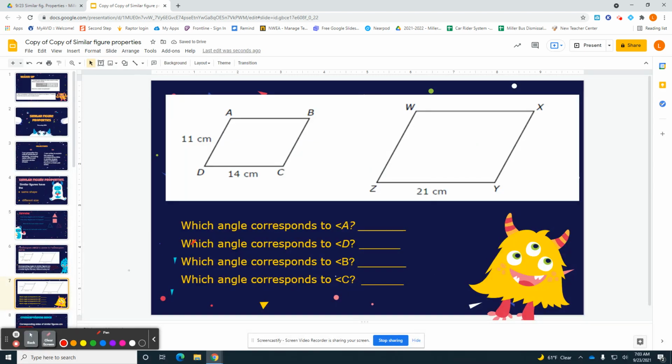Looking at these two, it says which angle corresponds to angle A. I'm going to use my different colors to identify my corresponding angles. Start here. Angle D is going to correspond with angle C. Angle C is going to correspond with angle Y. So this should be 2 hash marks or 2 round little circle things.